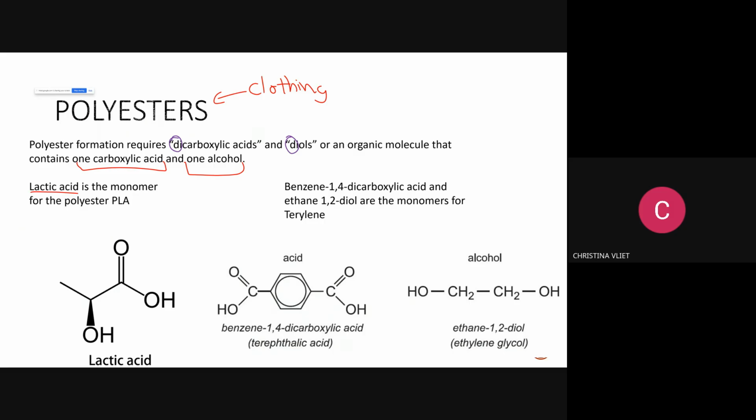So, interesting side note, but the monomer here that we use is lactic acid, which we can use for polyester PLA. And then there's benzene 1,4 dicarboxylic acid and ethane 1,2-diol that can be used as well. And so what do we mean by 1,4? The carboxylic acids are on carbon 1 and 4 of the benzene ring. They're far apart from each other. And for 1,2-diol, it means carbon 1 has an alcohol and carbon 2 also has an alcohol.